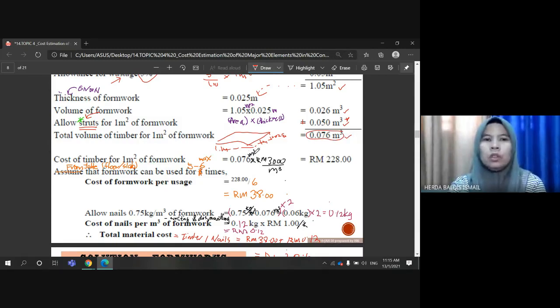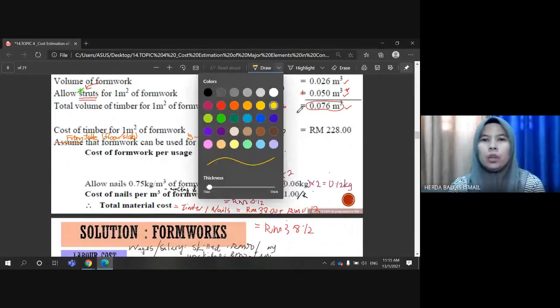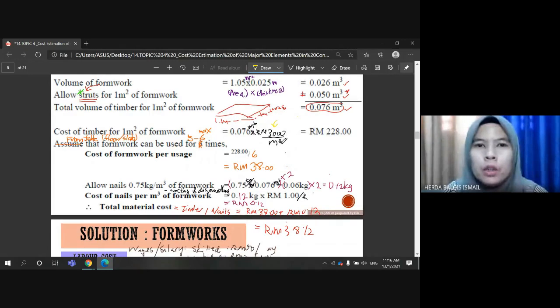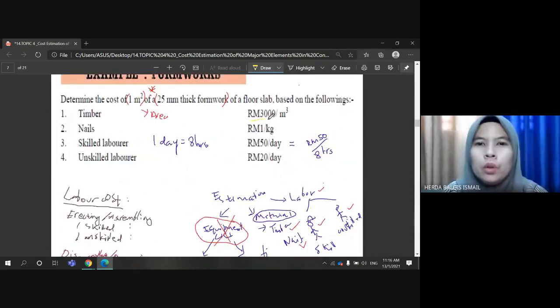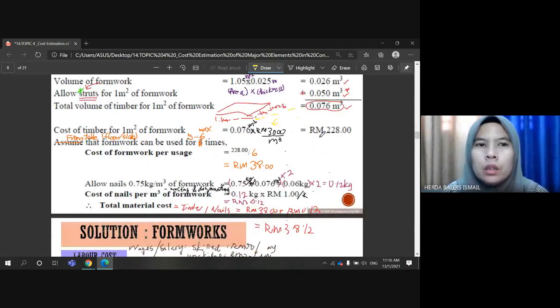Therefore, to get the cost of timber, you need to multiply with the price. The given price is 3000 per cubic meter for the timber. Okay, per cubic meter. So you multiply with the volume that you have calculated here. Thus, the cost of timber or the cost of materials is 228 ringgit.